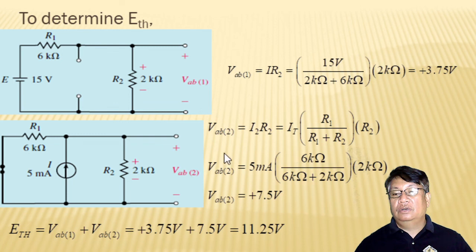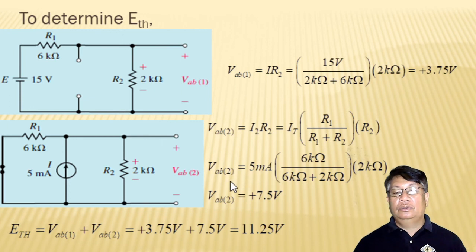So this is now your I sub 2, and this is to be multiplied by R sub 2, which is equal to 2 kilo ohms. So that is to solve for V sub EB 2. Or if you simplify this, this is equivalent to positive 7.5 volts.